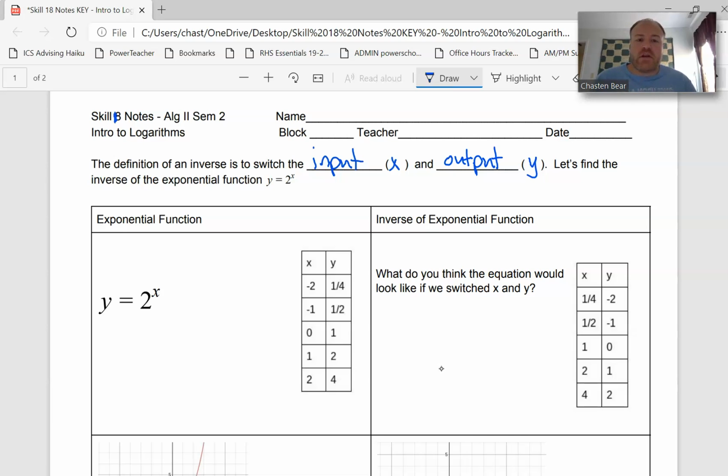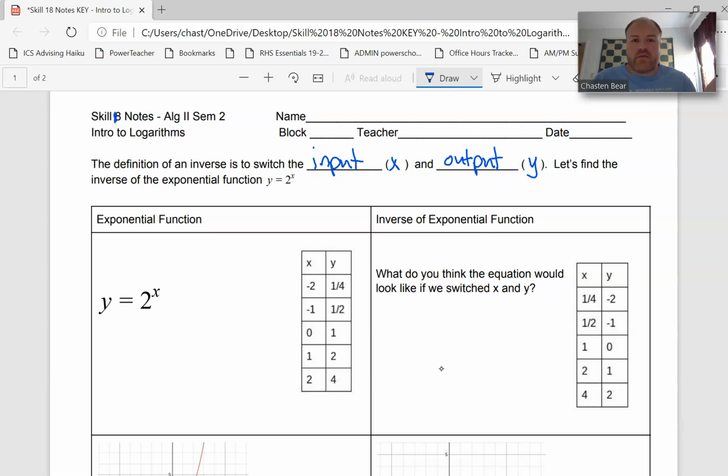So we're going to use that idea to help us find the inverse of the exponential function y equals 2 to the x. We saw when graphing exponential functions that when we plug in negative numbers for x, we still had positive y values. That's going to be important when we flip-flop these and look at the inverse. So what do you think the equation would look like if we switch the x and the y? What kind of an equation would we have?